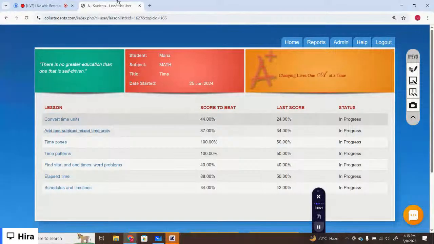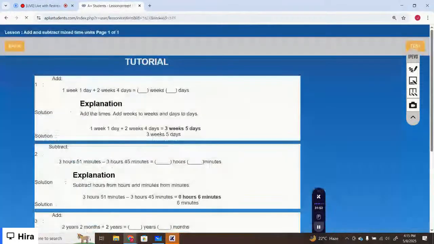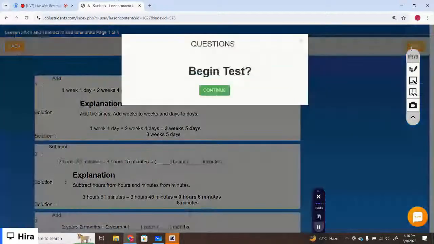The next lesson is add and subtract mixed time units. 1 week, 1 day plus 2 weeks, 4 days. So add weeks to weeks and days to days. We always add the same units, right? So 1 week plus 2 weeks equals 3 weeks, and 4 plus 1 is 5. 3 weeks, 5 days. Let's just start with the test questions.